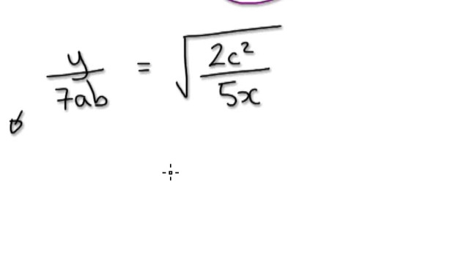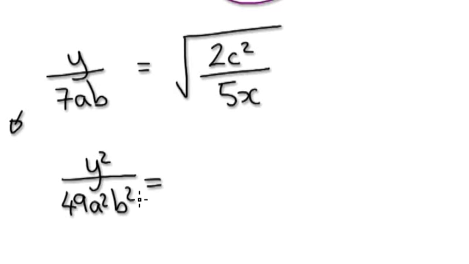Okay. Now square both sides. So this would be y squared over 49a squared b squared, and on this side it would be 2c squared over 5x.